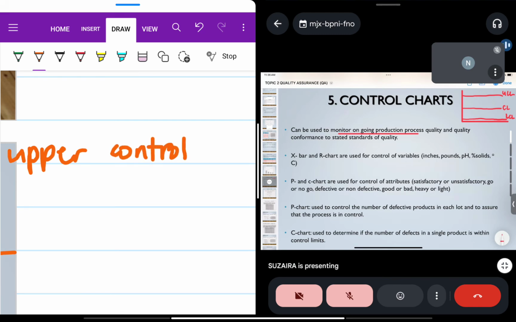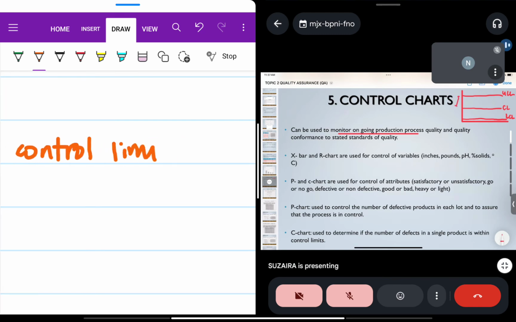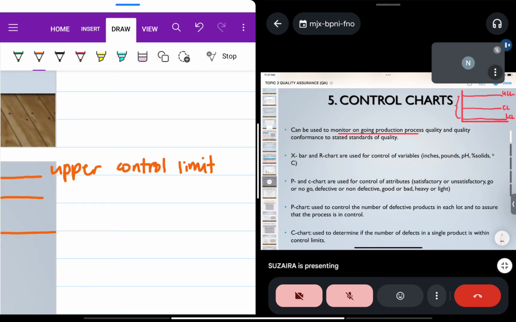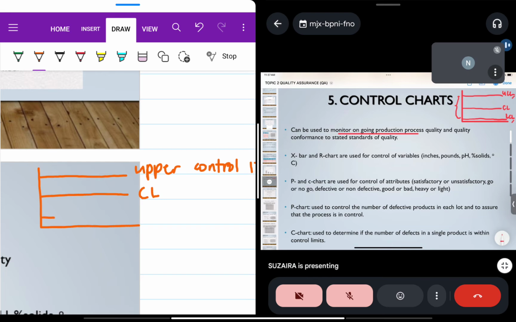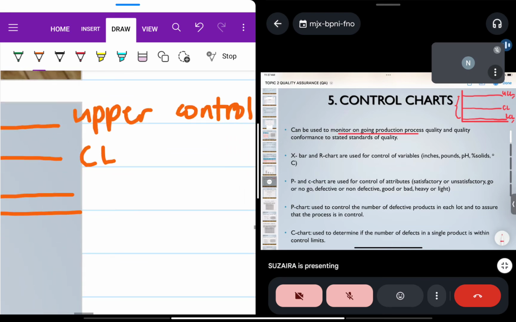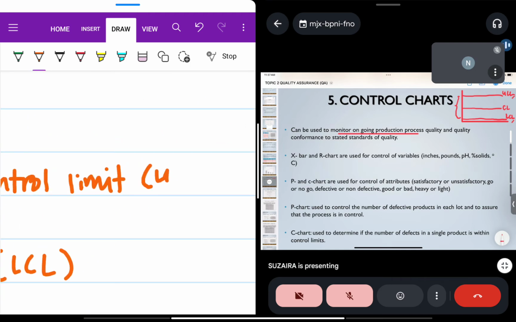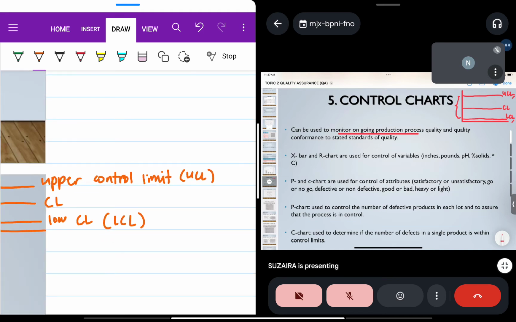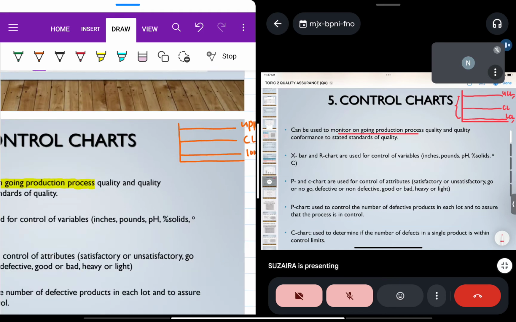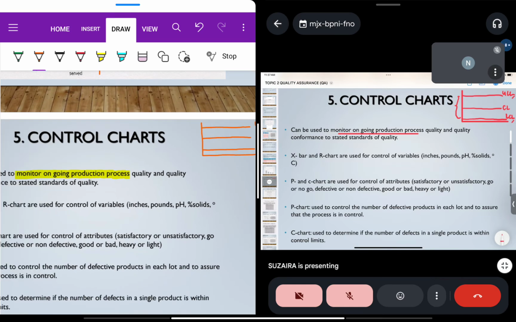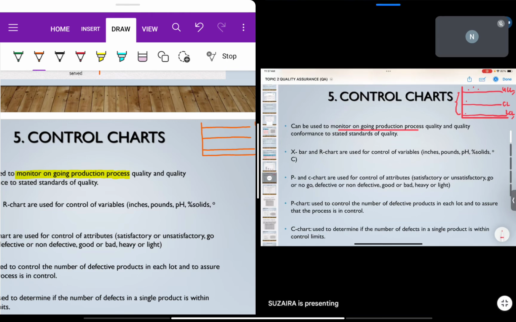So basically, what we need to make sure is that our product is within the spec, in between the UCL and the LCL. It doesn't matter what kind of variable we measure, but we want to observe whether we produce a good product or a bad product. So what happens if we produce a bad product? Bad product means we have outliers over the UCL, for example here.